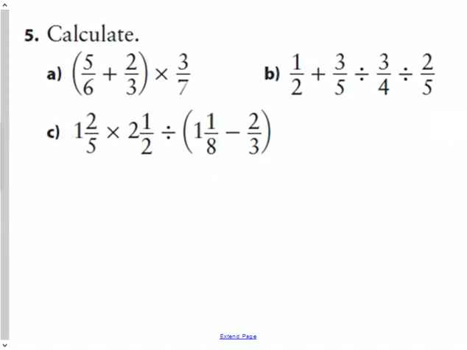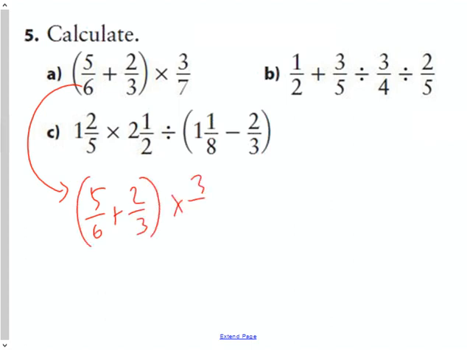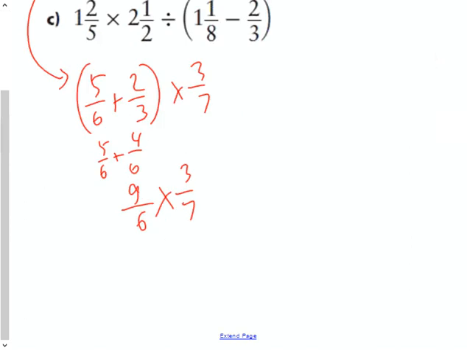Question 5A says 5/6 plus 2/3 multiplied by 3/7. So I'm going to first rewrite this down here, just 5/6 plus 2/3 in brackets multiplied by 3/7. So solve my brackets by finding a common denominator, an equivalent fraction. Add your numerators to get 9. Keep your denominator to get 6. I'm not even going to change it. I'm going to leave it as 9 over 6 multiplied by 3 over 7.